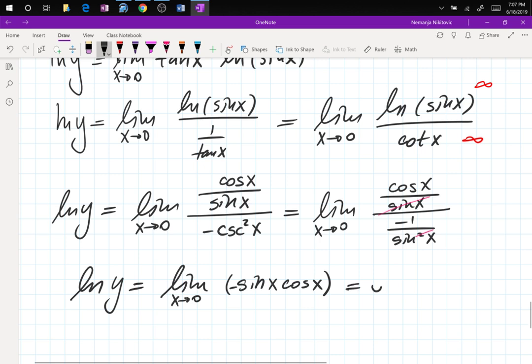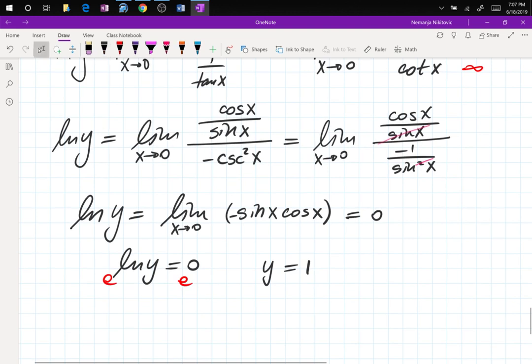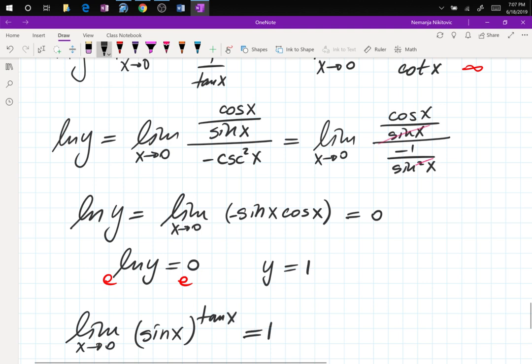Plug in 0, we get 0. ln y equals 0. E both sides. And y is 1. So the limit as x goes to 0 of sine x raised to the tangent x is equal to 1.